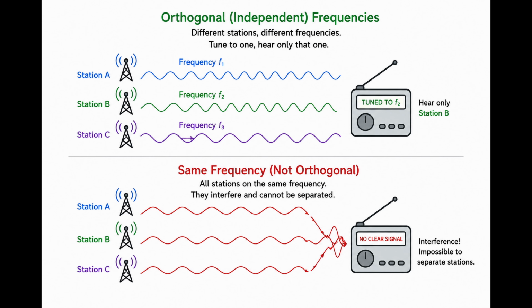You might be thinking, why does orthogonality help? Think of orthogonal vectors as different radio stations. Each station broadcasts on its own frequency, because the frequencies are orthogonal, which means independent. Your radio can tune to one station without hearing the others. If all stations transmitted on exactly the same frequency, they would interfere and become impossible to separate.